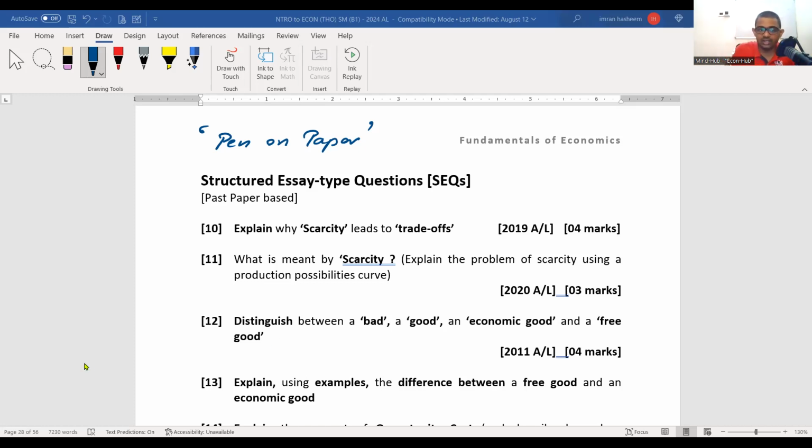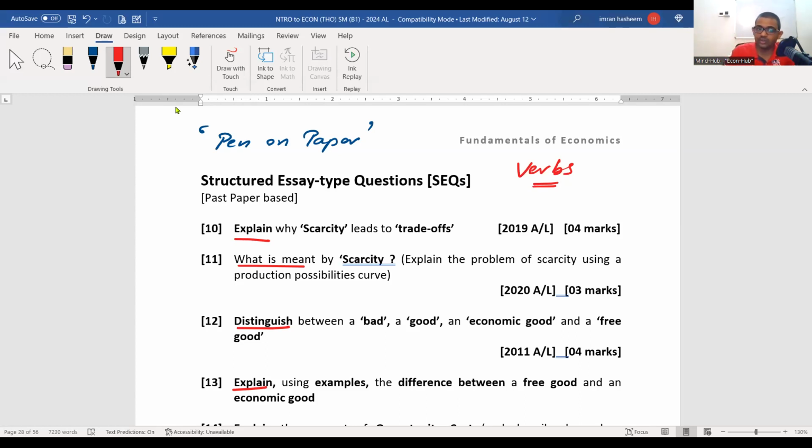Then when you answer these questions, there are these verbs, right? You need to be clear with the verbs. Now here the verb is explain. Here the verb is what is meant by. And distinguish, explain. What does this mean? When we say explain, you have to mainly provide the definition of the concepts. Scarcity, trade-off, make sure you give the definition. If there's a link between them, show that link.